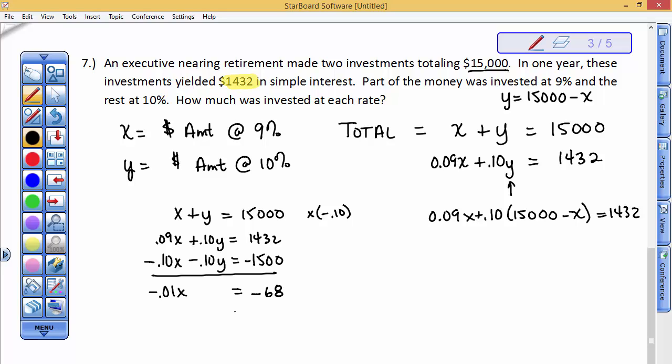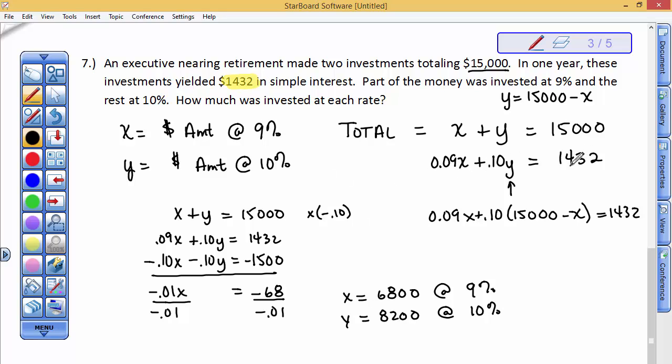And when you divide by a negative 0.01, so I'm just trying to show you and remind you of different ways to do this. X should be, I believe, $6,800 at the 9% account. Since there's a total of $15,000, Y would be $8,200 at the 10% account, and you could check these numbers in this equation. Let's see, I want to keep this kind of to a minimum. Let's skip number 1.